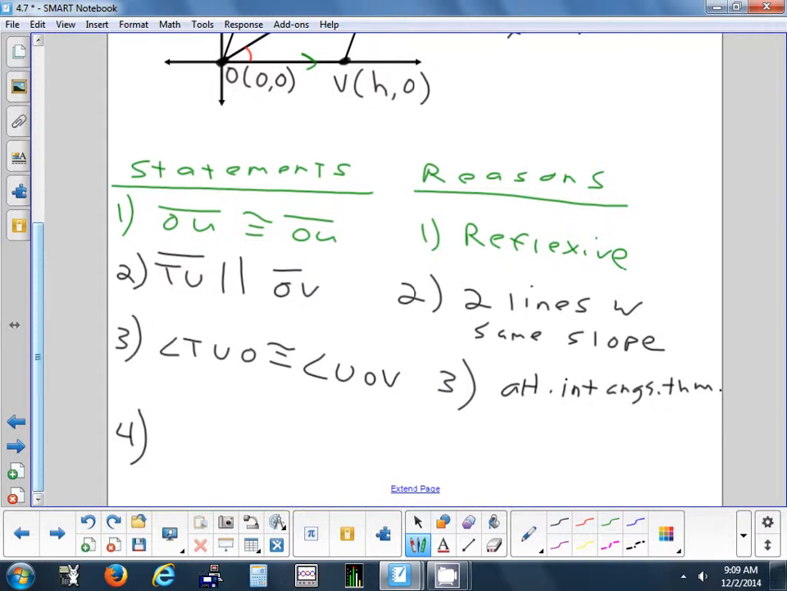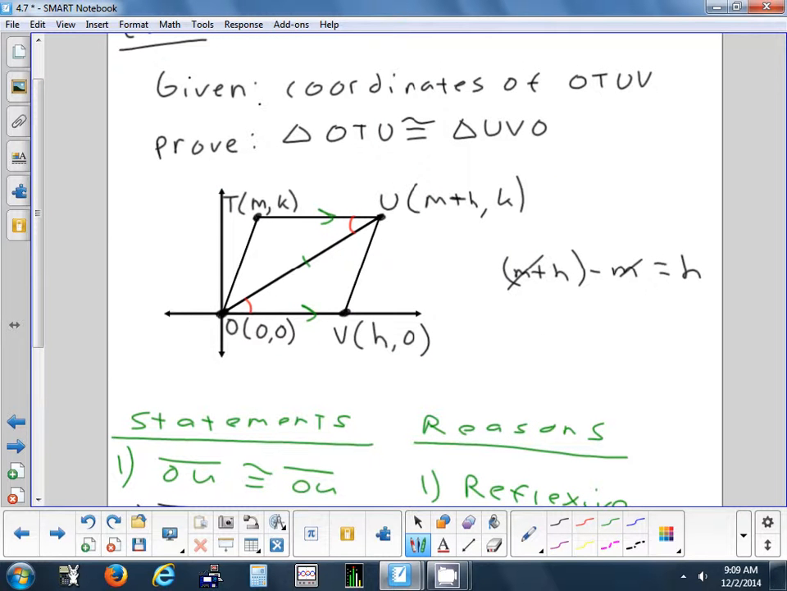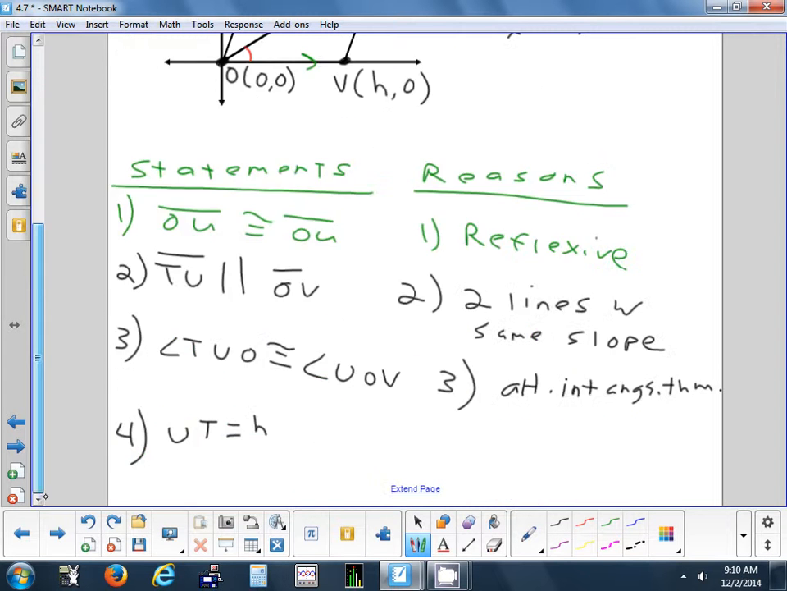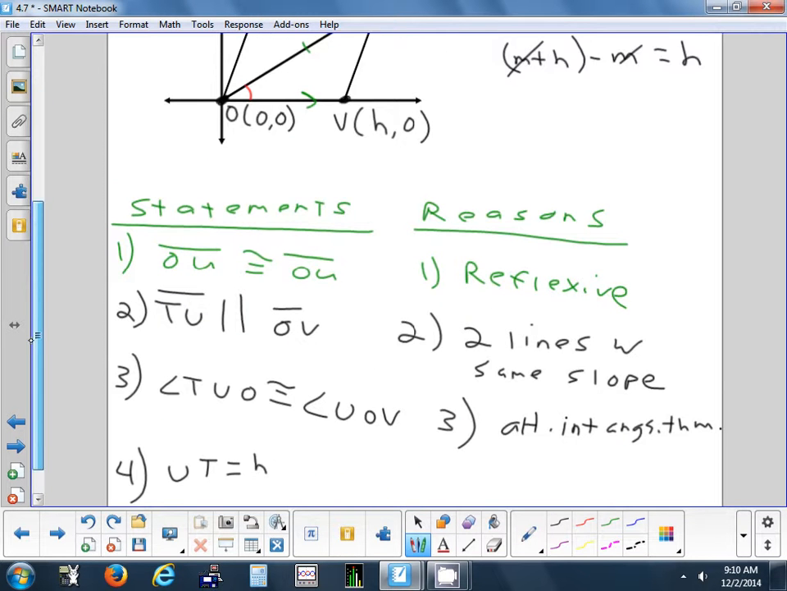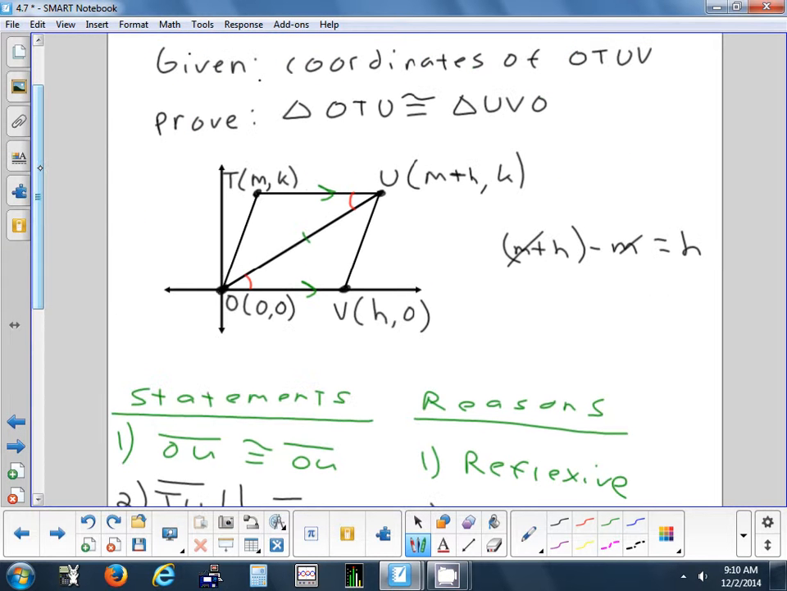So the length of UT equals h. What's the length of OV? That's also h. There are two horizontal lines, and the distance goes from 0 to h. So that's also h. The reason for that is just the measurement in the picture. You could use your distance formula, but because it's horizontal, that's easy enough. You've got that side congruent to that side.